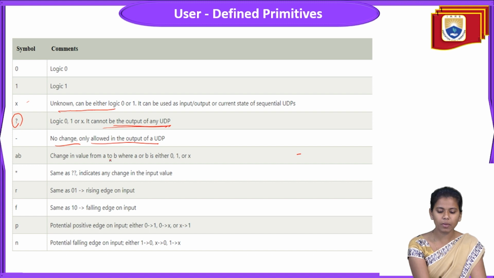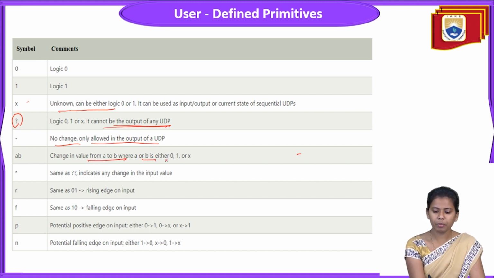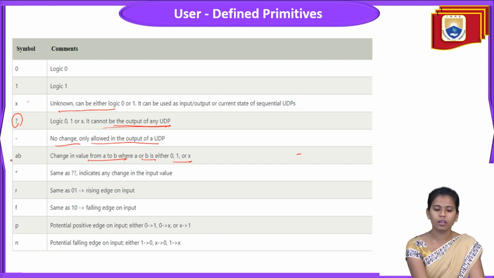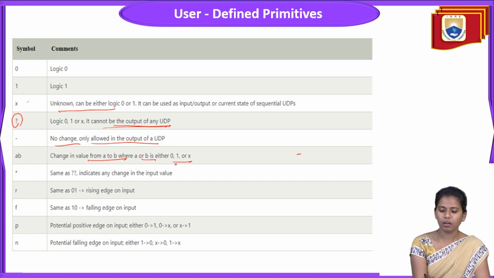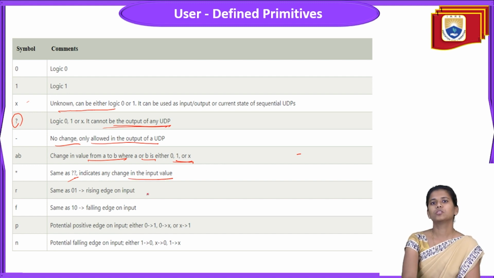Next, (AB) means a change in value from A to B, where A or B is either 0, 1 or X. So if you see any change between A and B, then the comment is nothing but the change in value from A to B, where A and B are either 0, 1 or X. And star is nothing but the same as (??). It indicates any change in the input value. So if there is any change in the input value, then we present it with a symbol like this.